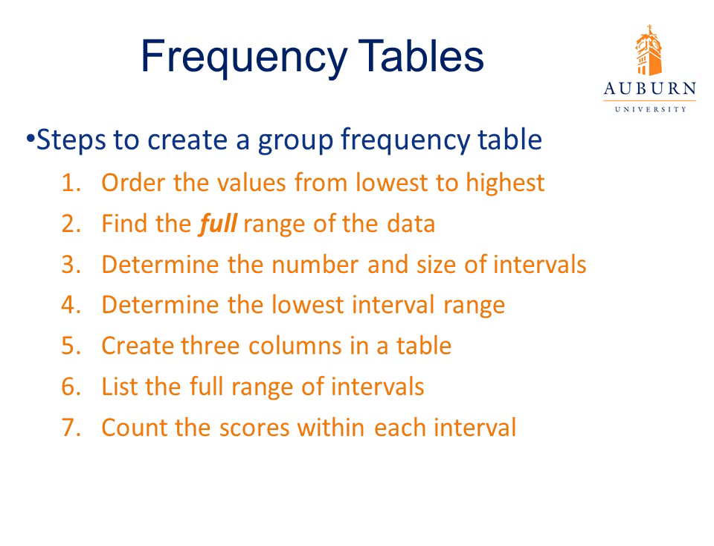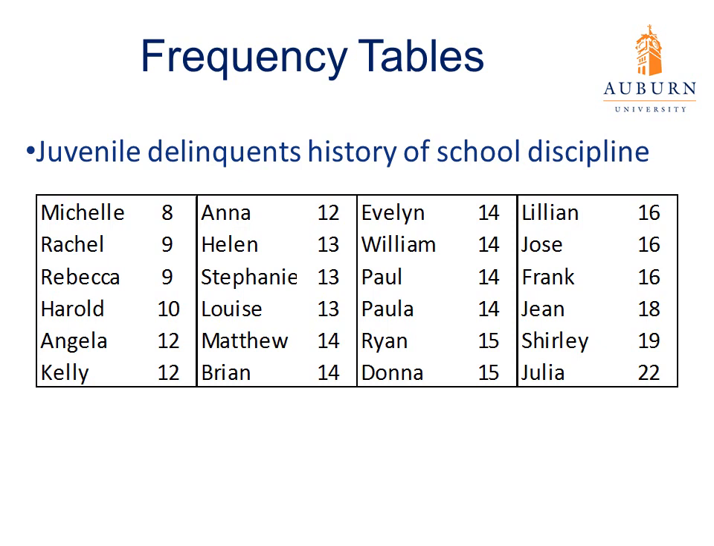Once we have listed the full range of all of our intervals, we can then go back to our original data set and count the number of values that fall within each of those intervals. Our first interval ranged from 8 to 9.49, and so looking at our data set, we see that we have 3 values between 8 and 9.49. So we have Michelle, who has 8, we have Rachel, who has 9, and we have Rebecca, who has 9. So we have a frequency of 3. In other words, we have 3 values within that range of 8 to 9.49.